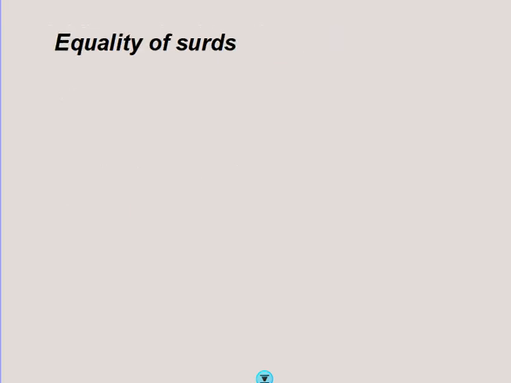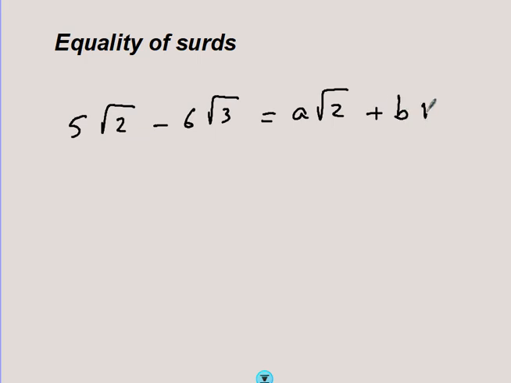Next, the concept of equality of surds. If you have something like 5 root 2 minus 6 root 3 equals A root 2 plus B root 3, then because of this equal sign, you know that A is 5, and you know that B is negative 6.